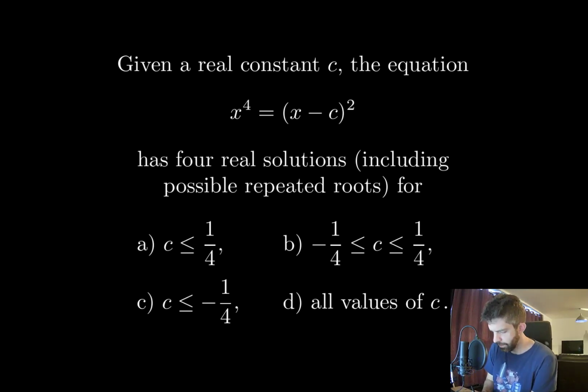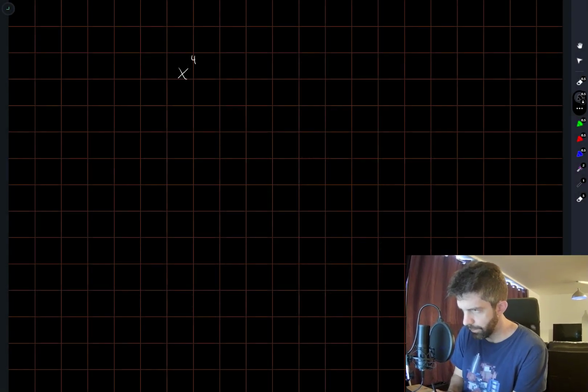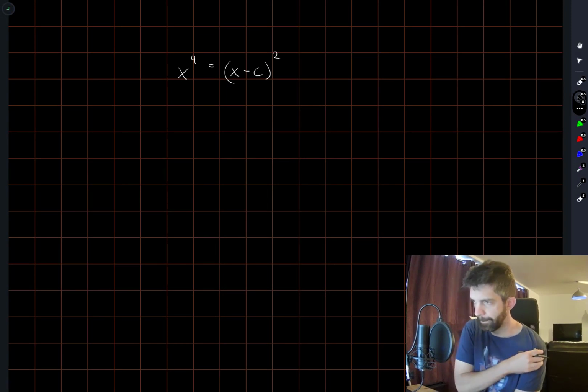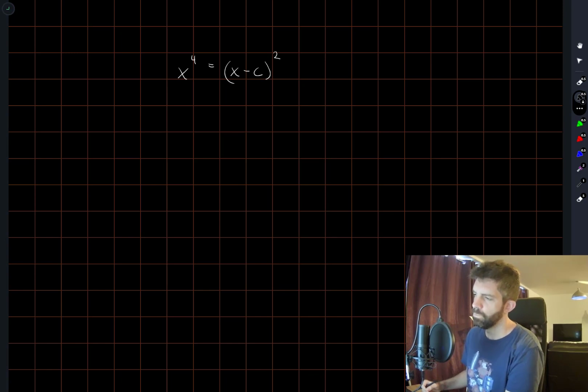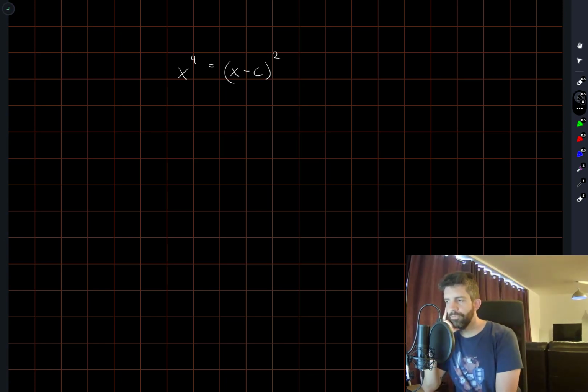Okay, I'm going to write down the equation first. X to the 4 is equal to x minus c squared. It has 4 real roots, including possible repeated roots, so basically what constraints on c do we need which guarantee 4 real roots? Okay. So it's a 4th degree polynomial in x. So there are 4 roots, but they're not necessarily all real.